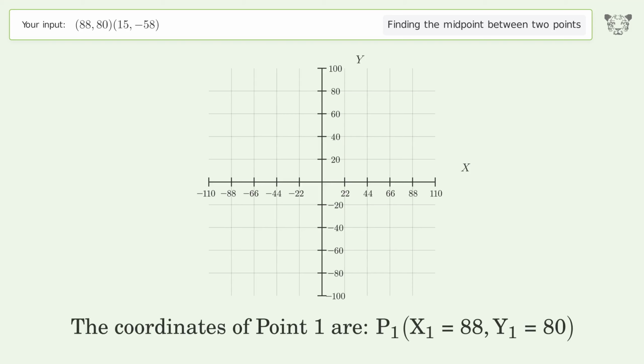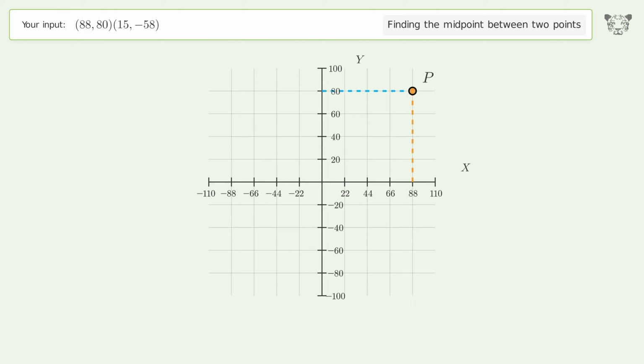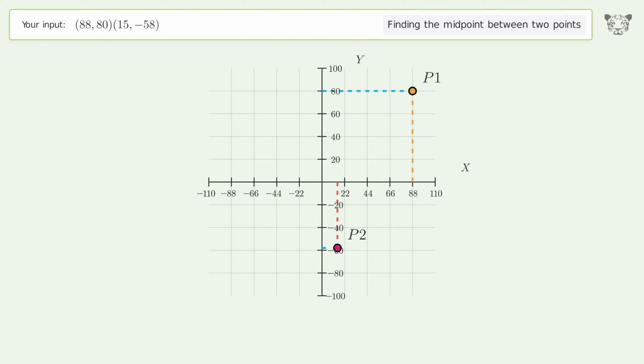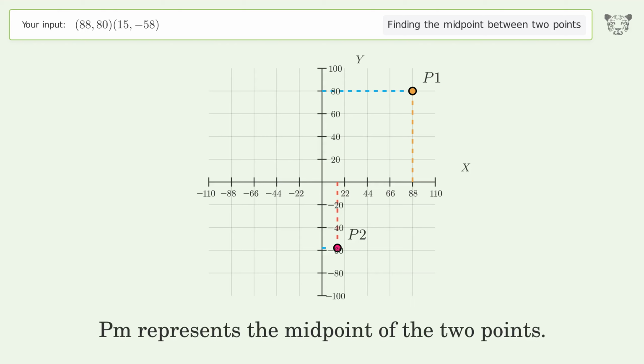The coordinates of point 1 are x1 equals 88, y1 equals 80. The coordinates of point 2 are x2 equals 15, y2 equals negative 58. PM represents the midpoint of the 2 points.